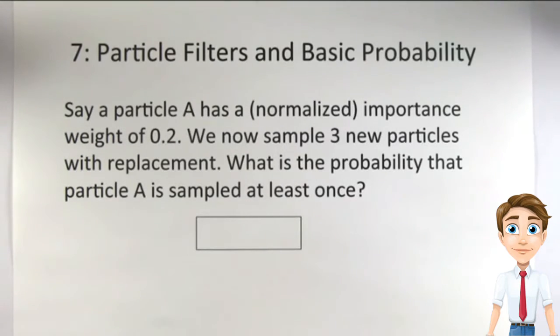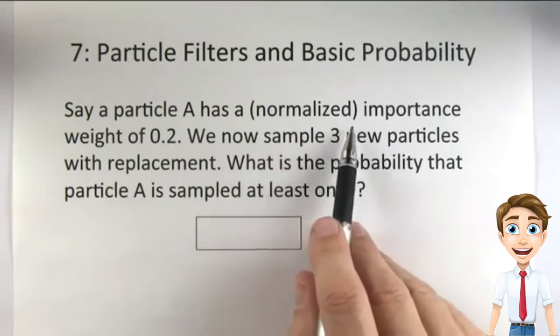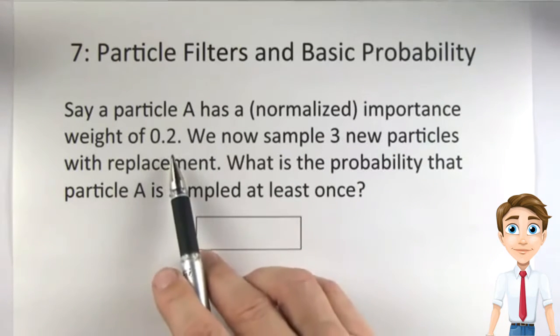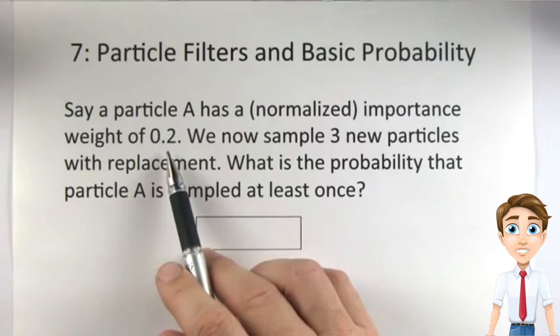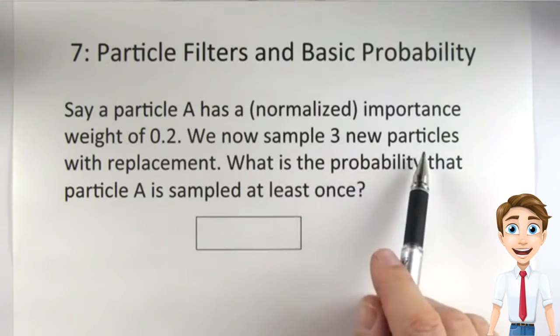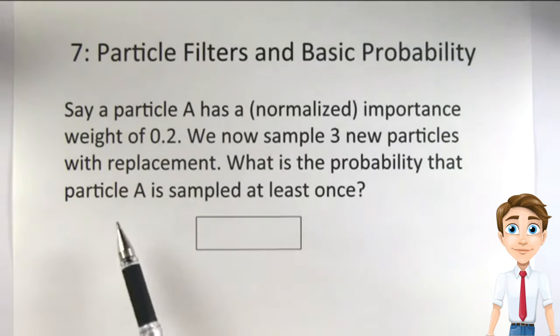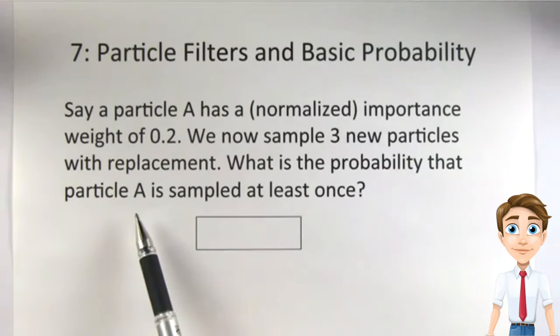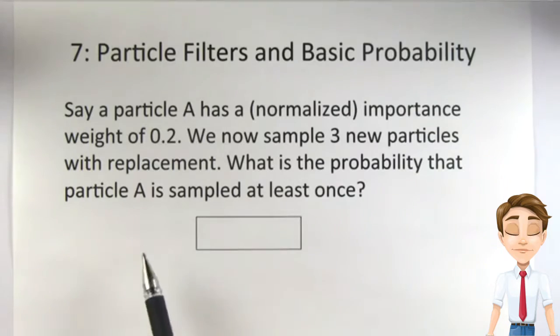In this question, we assume that a particle A has an already normalized importance weight of 0.2. So there might be other particles, we don't even care how many, but their importance weights add up to 0.8. We now sample 3 new particles with replacement. What is the probability that this particle A is sampled at least once? And the way you derive this is by asking the question, what's the probability that particle A is never sampled? And then you take the complement of this.